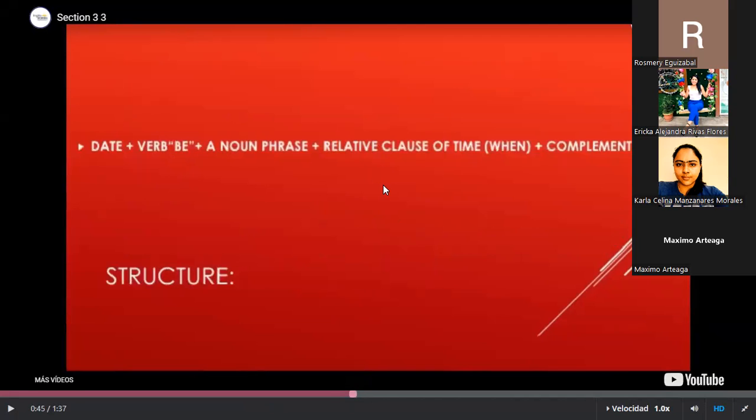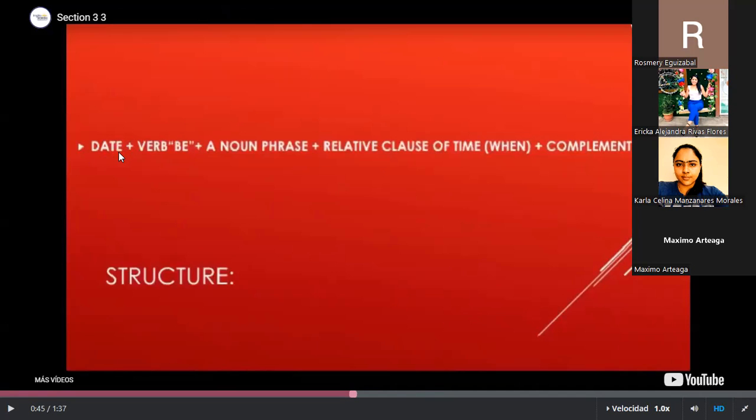Bueno, aquí tenemos la fórmula. Date, verb, noun phrase, the relative clause of time. In this case, we're going to use when. That's going to be the complement of the sentence. Información importante, el date. Como nosotros estamos hablando acerca de celebrations, los dates serían todas aquellas fechas festivas. Hablemos de Valentine's Day, de Thanksgiving, Father's Day, Mother's Day y el resto, ¿verdad? Todos los que nosotros tenemos en un año.